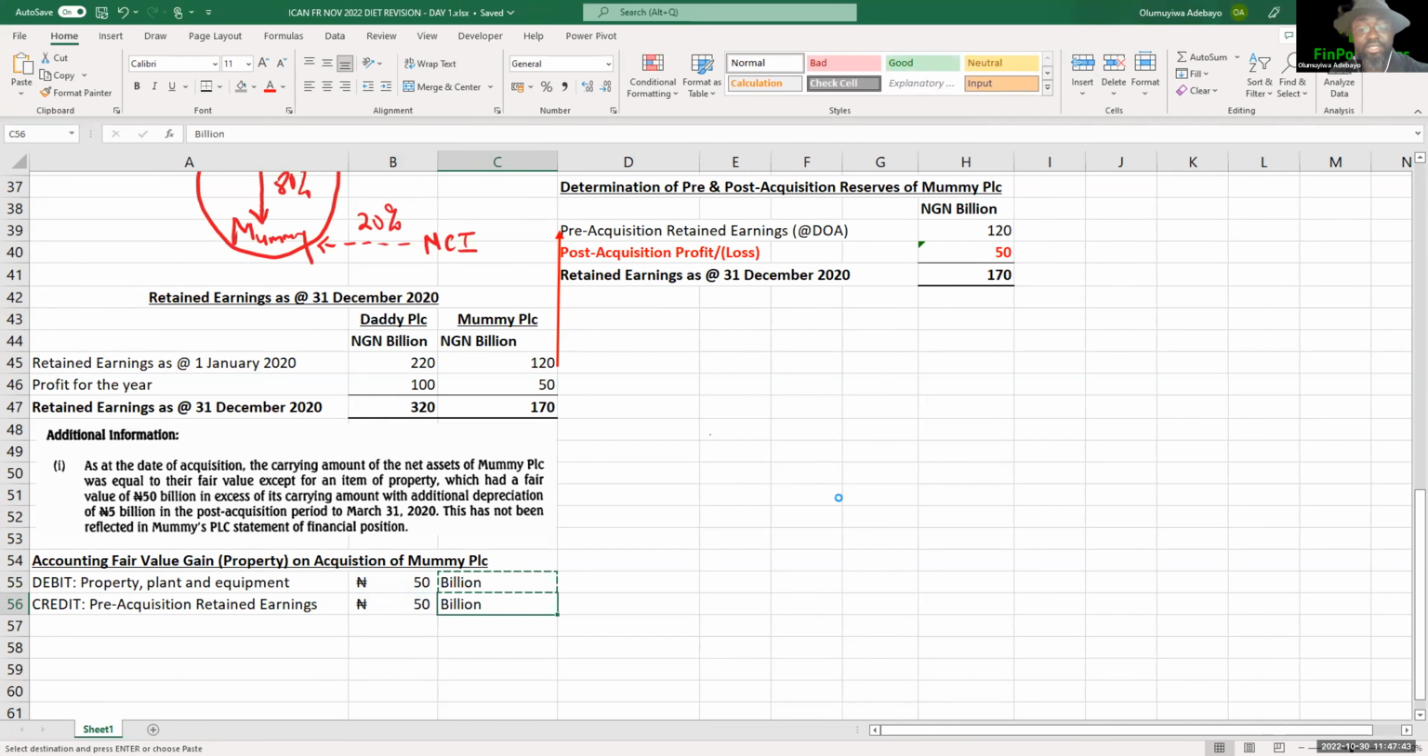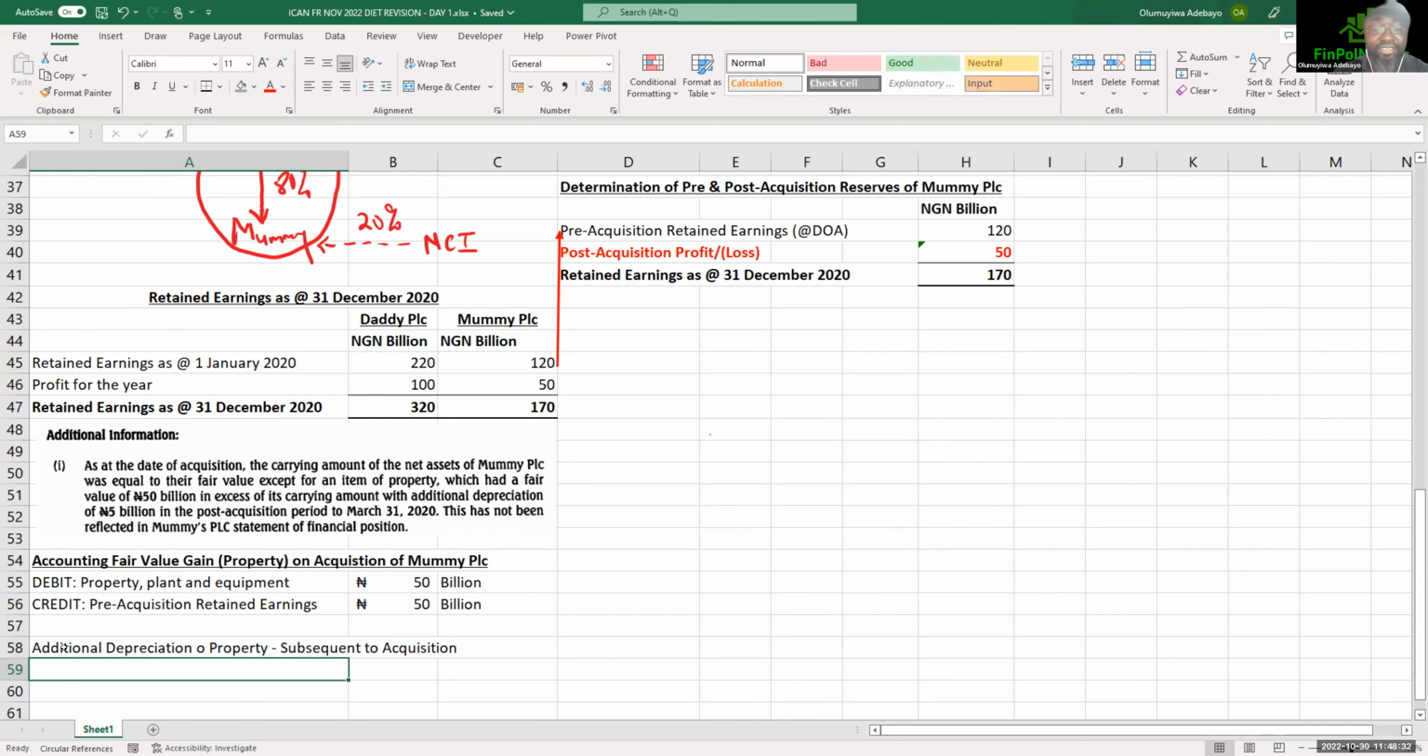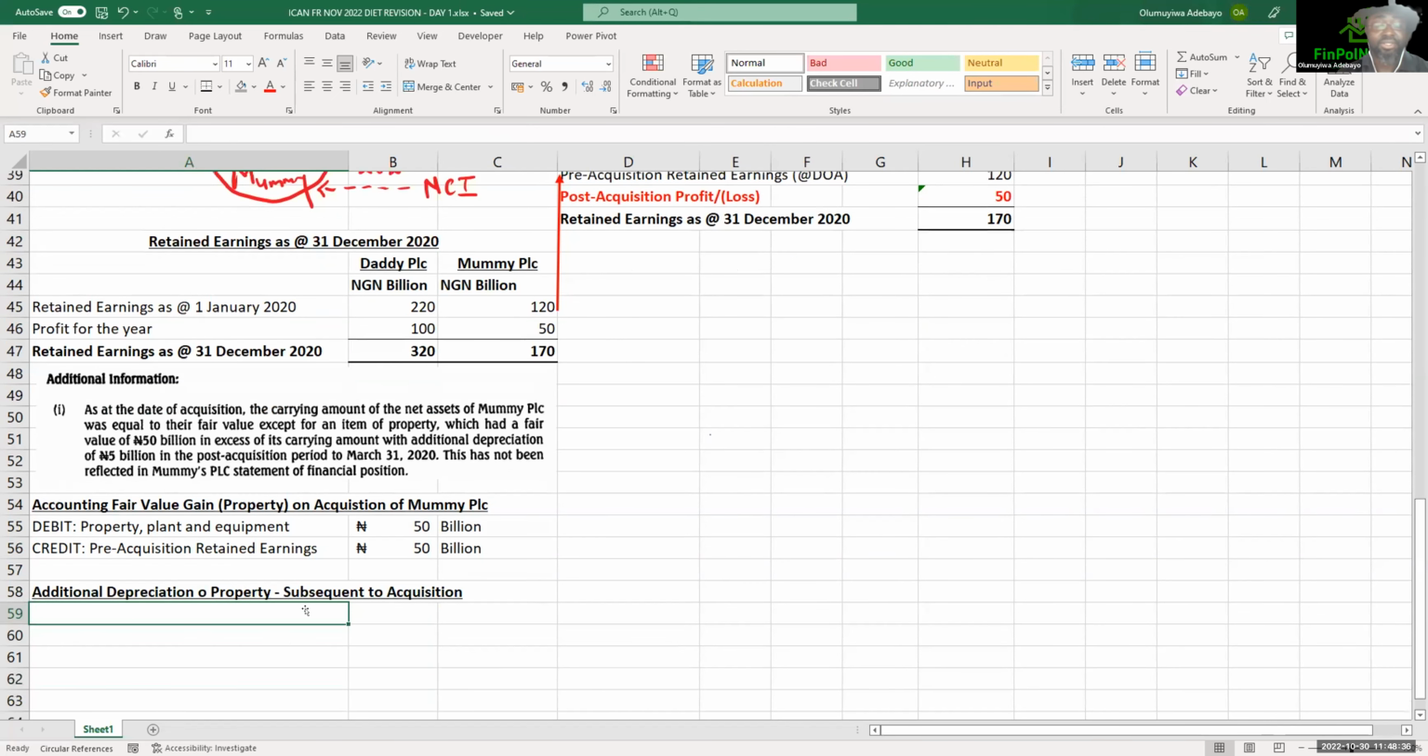Okay. Now take note. There's also information regarding additional depreciation. Because you've revalued an asset upward, it will trigger additional depreciation, which was not captured in the old value. Therefore, instead of us being allowed to compute the additional depreciation, the examiner has already computed it for us, which means the examiner is a nice person. Therefore, additional depreciation on property, and this is subsequent to acquisition. And the effect of that will only affect post-acquisition profit and not pre-acquisition, because this is an aftermath to acquisition.